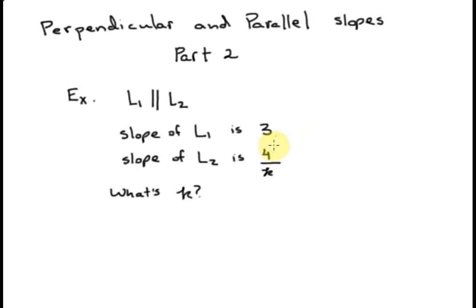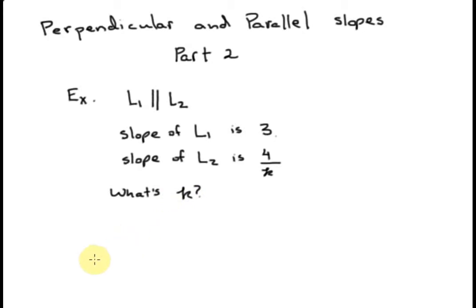We're going to continue looking at perpendicular, and I'm going to throw in parallel lines and their slopes. So I got an example up here, and it says line 1 is parallel to line 2. It says the slope of line 1 is 3 and the slope of line 2 is 4 over k, and we're asked to solve for k.